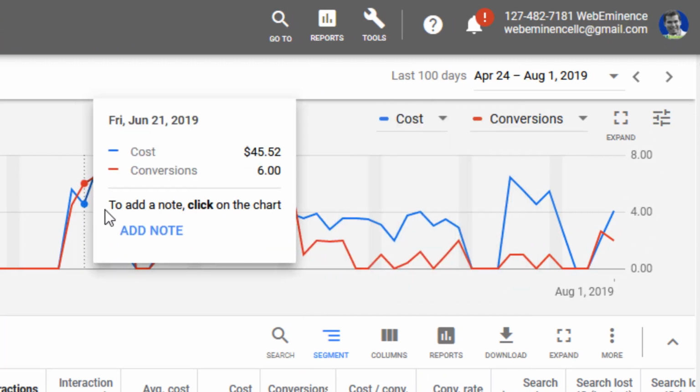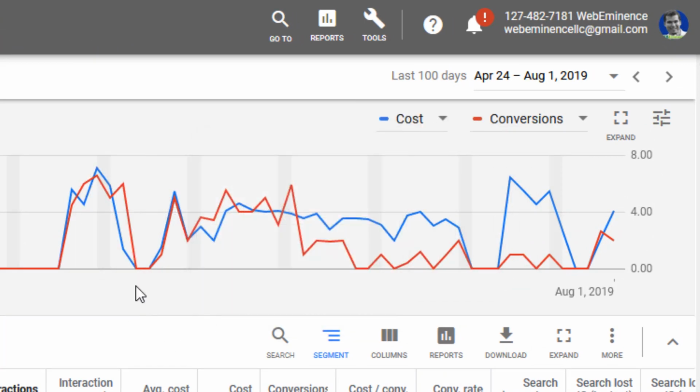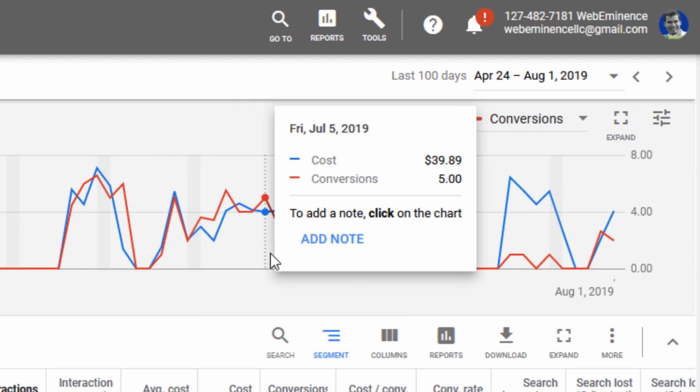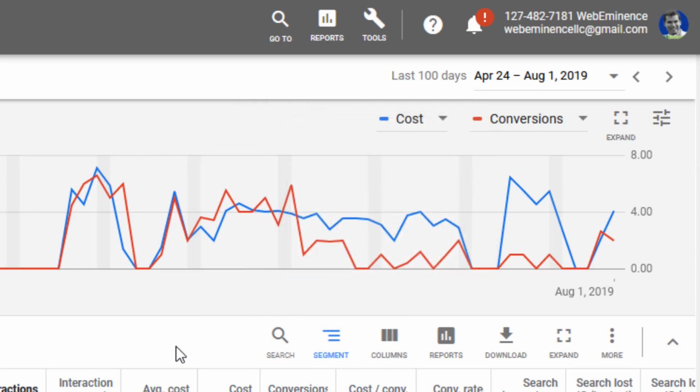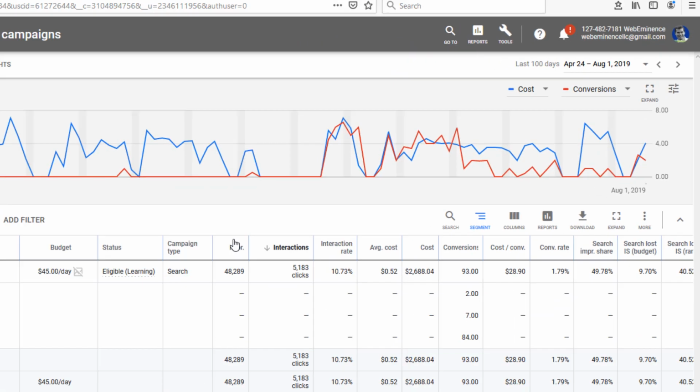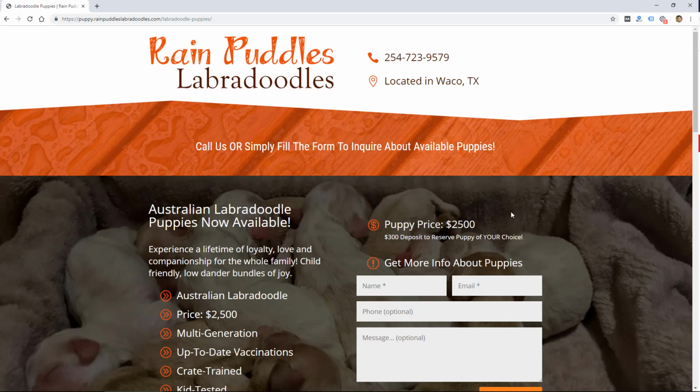So we were getting a lot of leads. My client was actually overwhelmed with leads in this period here, which was a few weeks, and getting some calls from people who just weren't qualified to purchase their puppies. So they wanted to add pricing. So what we did is add pricing in several locations on the page.